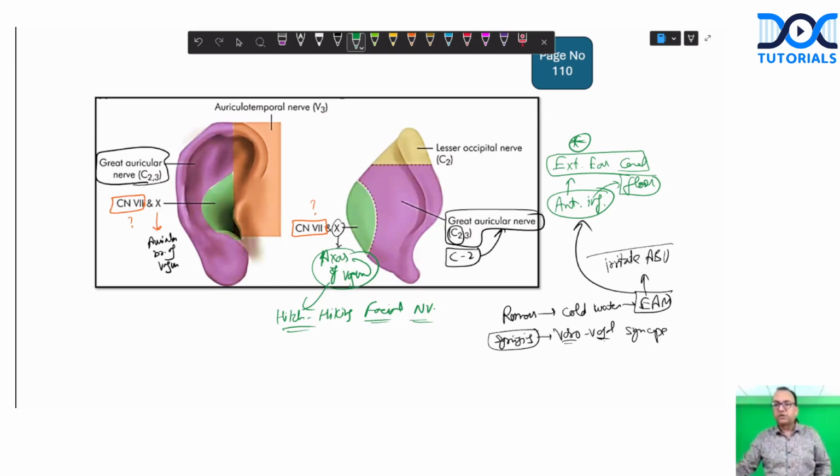Arnold's nerve, that is the other name. The auricular branch of vagus is also called Arnold's nerve. That comes as a question sometimes. Arnold's nerve. All of these are questions only.